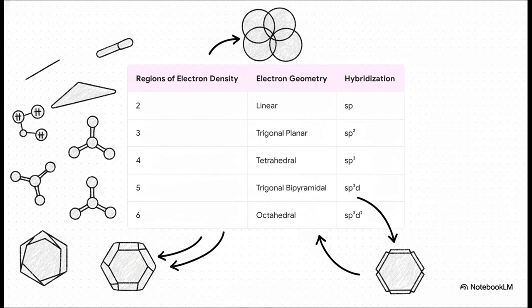Don't let the fancy name fool you. A region is just a lone pair of electrons, a single bond, a double bond, or a triple bond. The trick is they each count as just one region. So if you have 2 regions, it's sp. 3 regions, sp2. 4 regions means sp3. See? It's a direct link between the geometry and the hybridization.